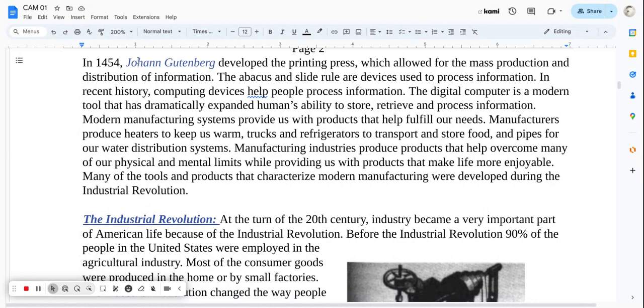But during this era, you're looking at the 1454 era, you're really talking about the initial inception of how information was passed from one person to another person. If it's not through the spoken language, it was through a book.